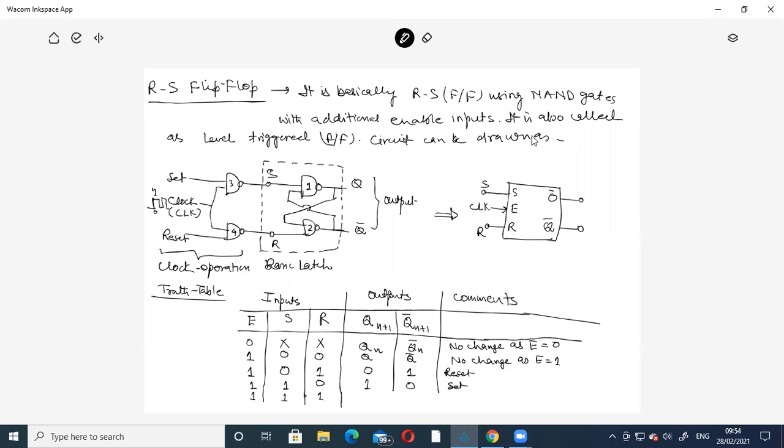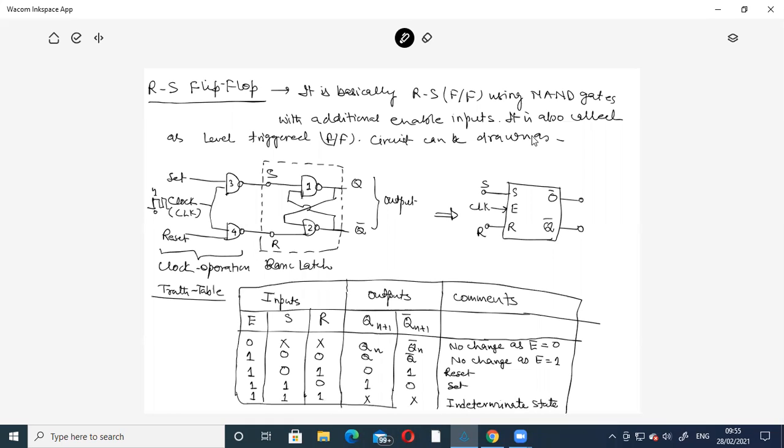And if clock is 1, this is 1, and again it is 1. Both inputs are 1. So in case both inputs are 1, Qn plus 1 and Q bar n plus 1 cannot be determined. So it is known as the indeterminate state. So this is the truth table of the RS.